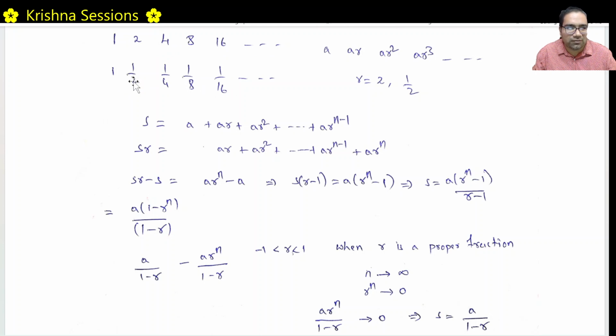In this case, the ratio is half. 1 into half is half. Half into 1 by 2 is 1 by 4. 1 by 4 into 1 by 2 is 1 by 8. 1 by 8 into 1 by 2 is 1 by 16. So, in the first case, the ratio is 2. In the second case, the ratio is half.